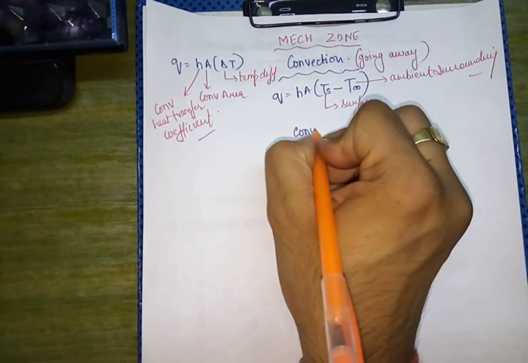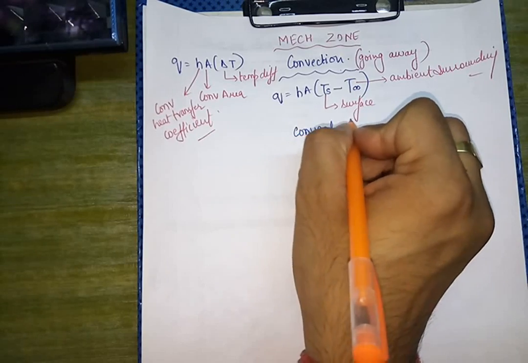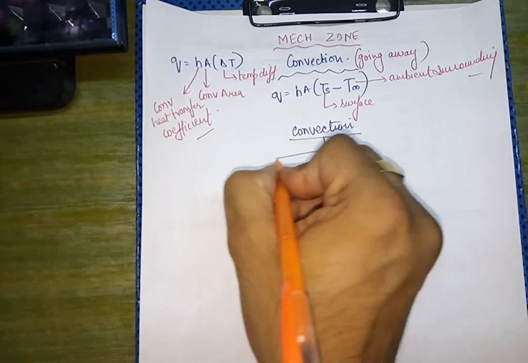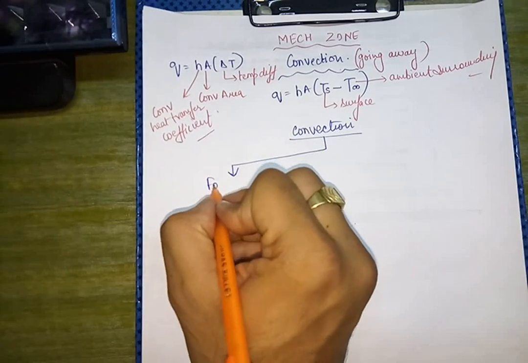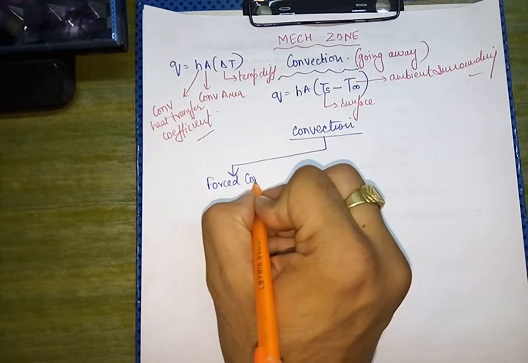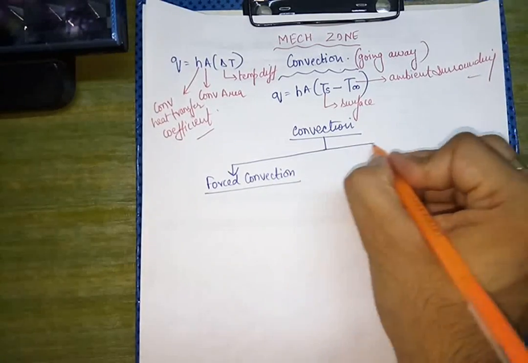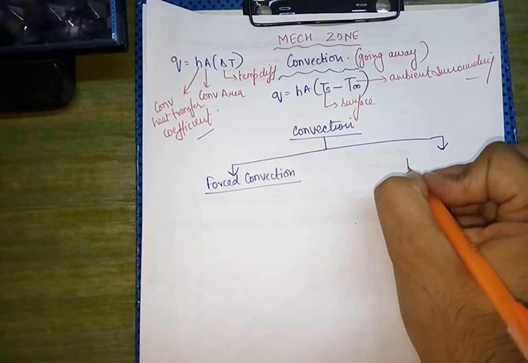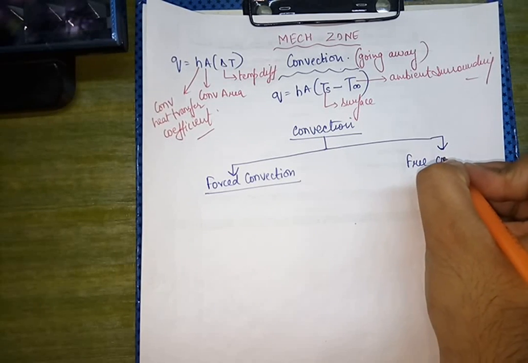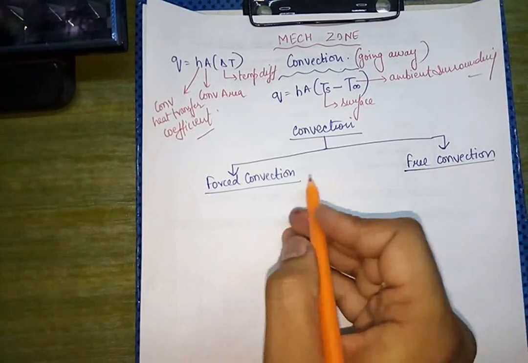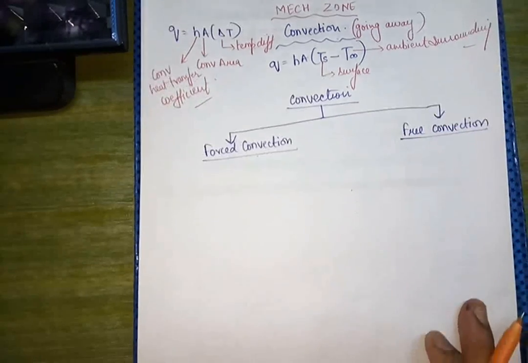Now actually convection is divided into two major portions and we will study these portions separately. The first one is called forced convection, and the second one is called free convection. So we have forced convection and we have free convection.